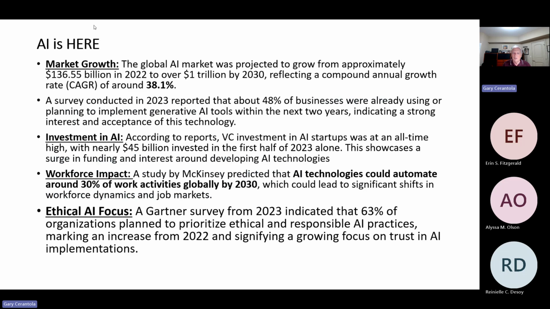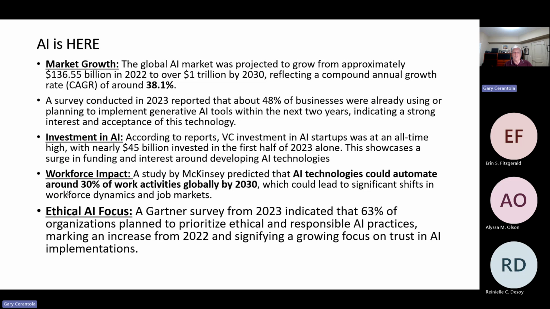Okay, so it's here. Look at this, market growth. The AI market is projected to grow to approximately over 1 trillion by 2030. And there's all kinds of investments going in. It's just unbelievable. I came across another article this past week. Here's the workforce impact. Look at this: AI technologies could automate around 30% of work activities globally by 2030.